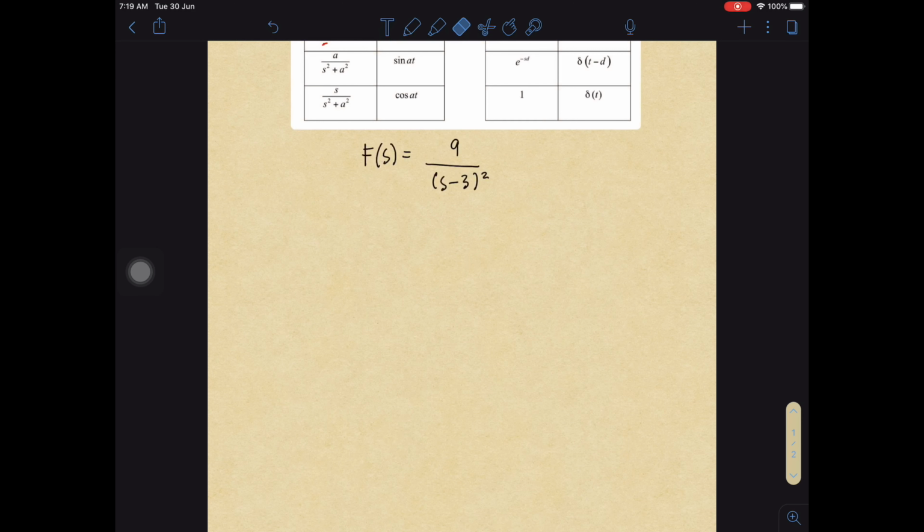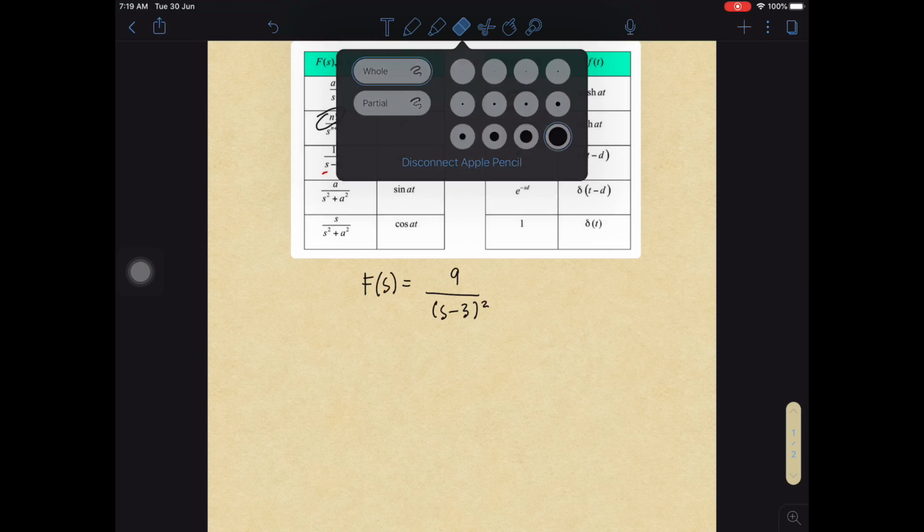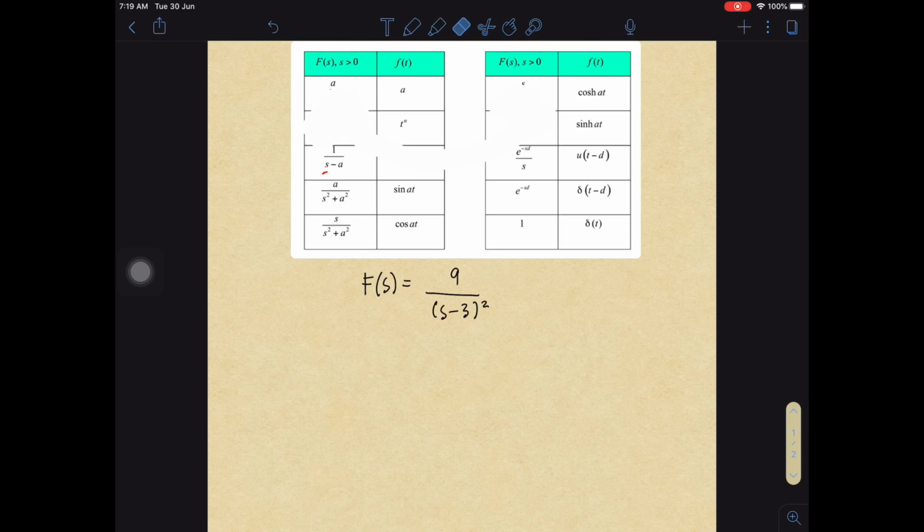How about if you have F(s) equal to 9 over s minus 3 squared? If we compare to the table here, we cannot see any function related to this form of fraction, because in the bracket you have s minus 3 to the power of 2. So if you cannot find it in the table, you might use the first shift theorem.